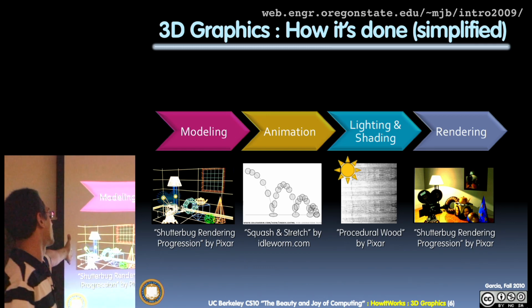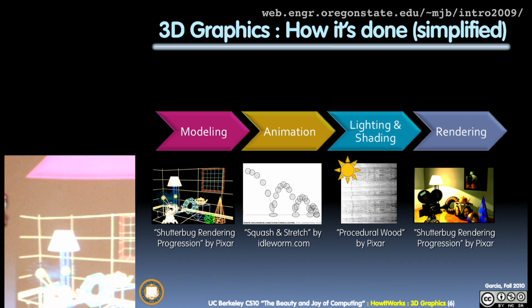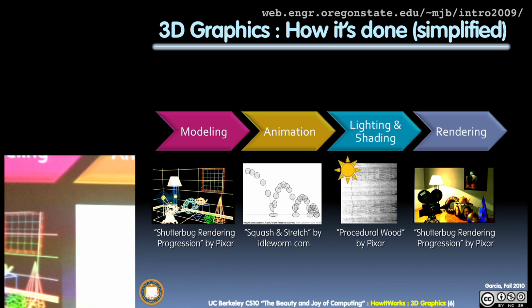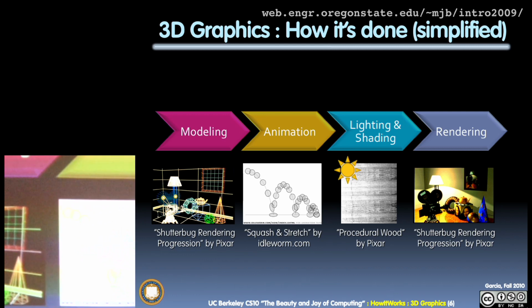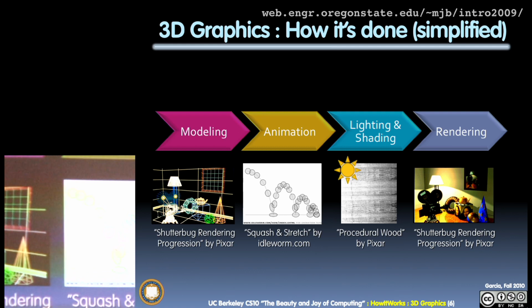Here's a picture from the Shutterbug rendering progression back in '91. This is like many, many years ago. Then animation, and here's a picture of a bouncing ball. And that's how you take your models and you move them. And you're still in 3D, by the way, right? So you're making your 3D models move.